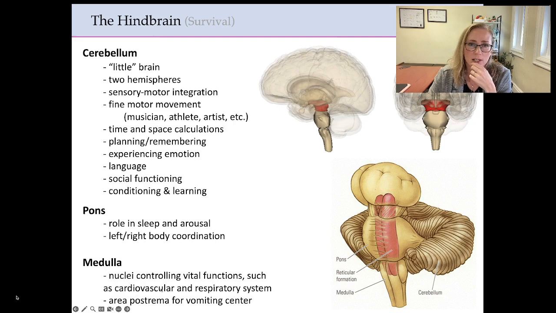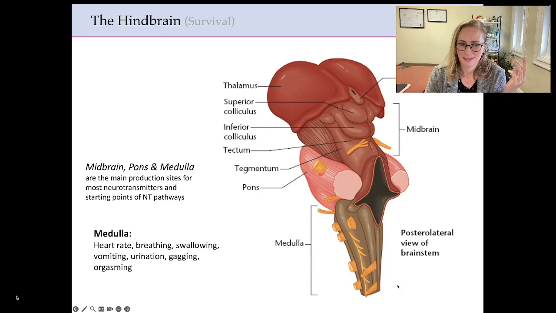So extremely vital for cardiovascular and respiratory centers and other areas, helping link up your internal organs there. We encountered the area postrema, your vomiting center. That's in the medulla. So again, it's not just for breathing and cardiovascular. It's heart rate, breathing, but also swallowing, vomiting, urinating, gagging, and orgasming. So think the very, very basic survival functions, right?